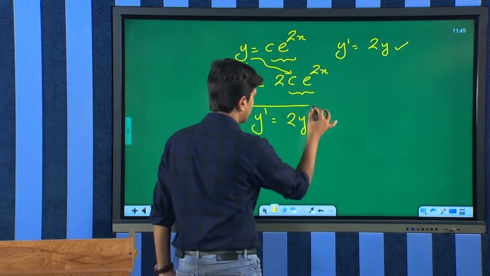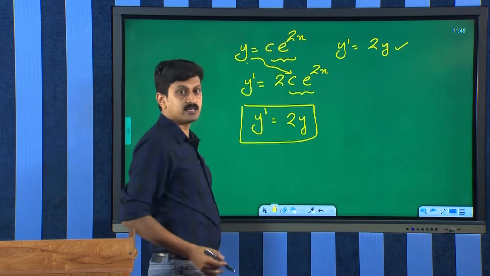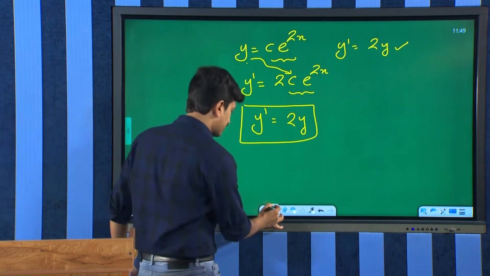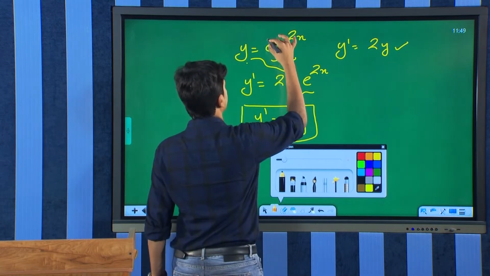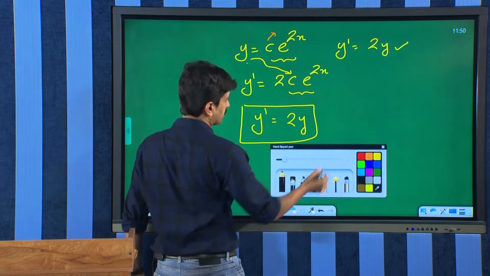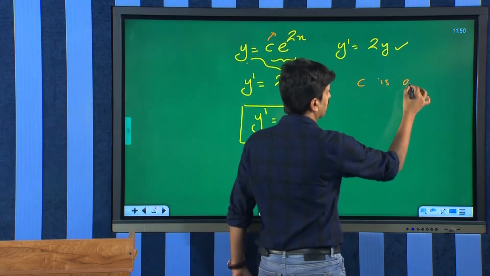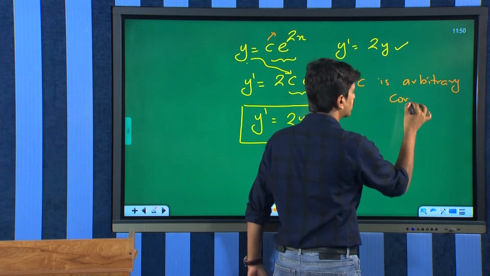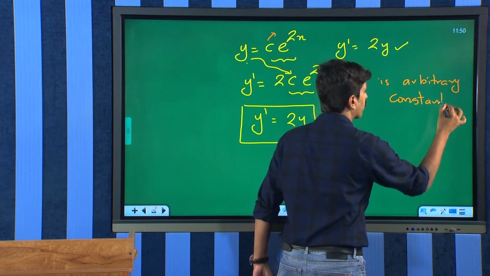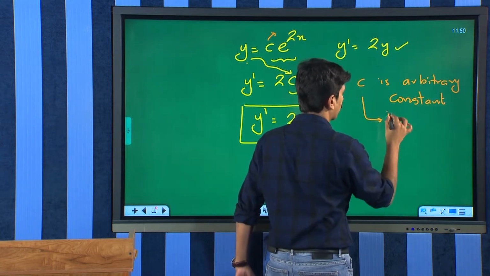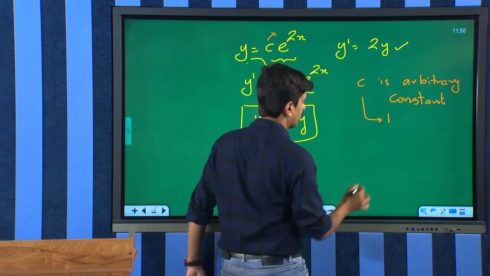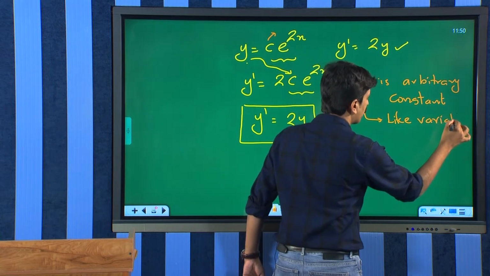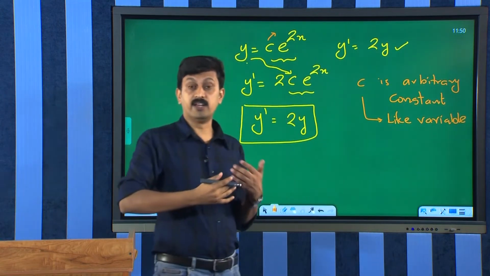So what we can say here is that c is an arbitrary constant. What is an arbitrary constant? It is a constant that behaves like a variable, which can take different values for c.